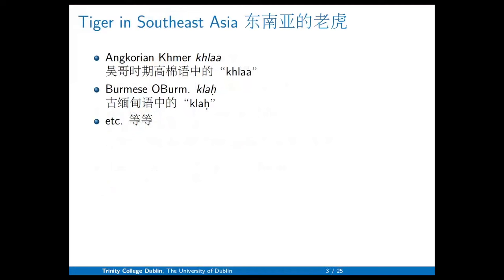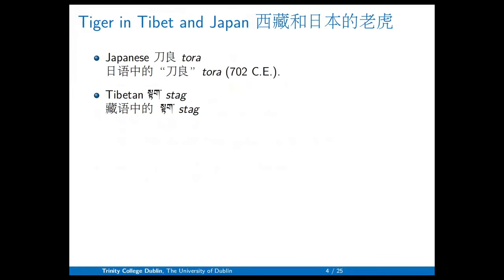So first, looking at tigers in Southeast Asia, in Angkorian Khmer, the word for tiger is kla. And in Old Burmese, the word for tiger is kla. So basically all of the Southeast Asian languages have a word like kla for tiger. So that's tiger in Southeast Asia: kla. So how about in Tibet and Japan?